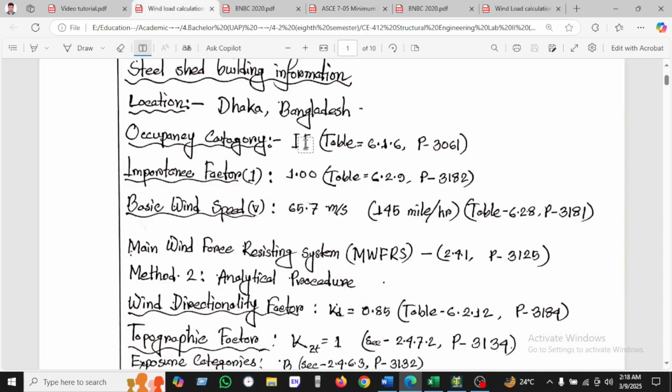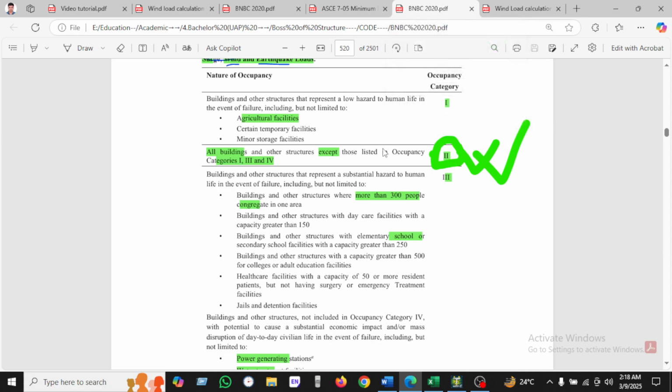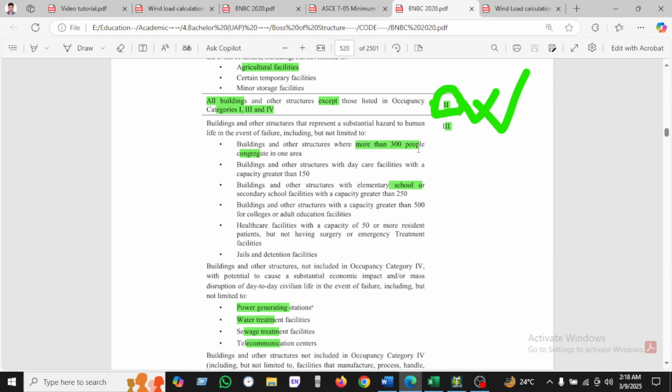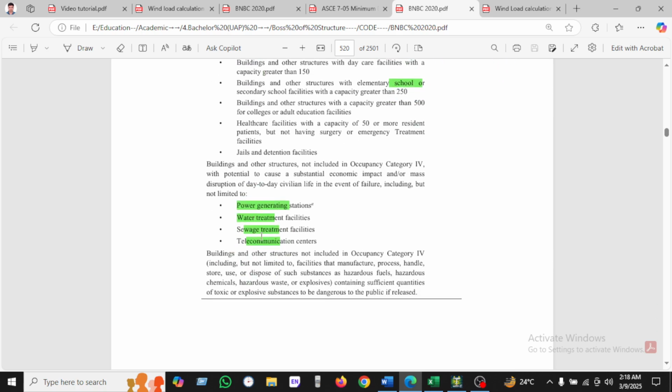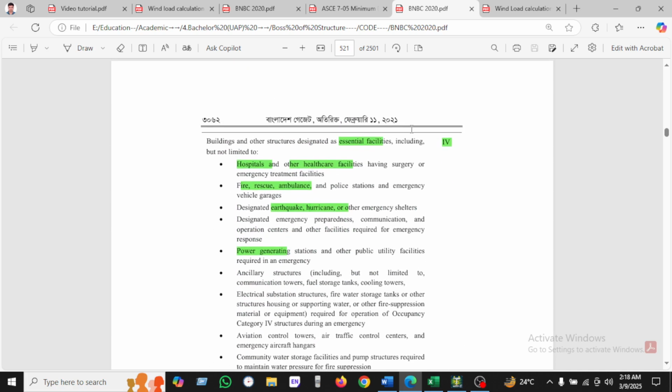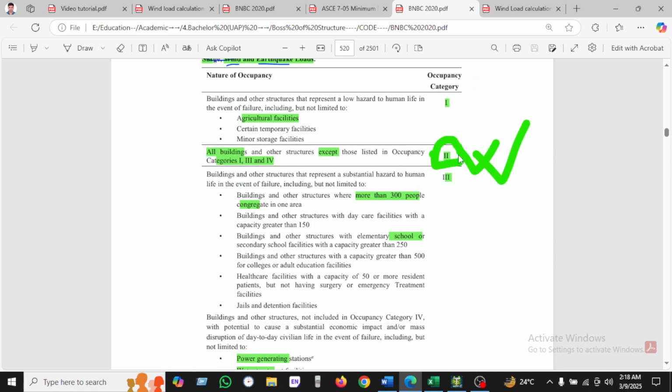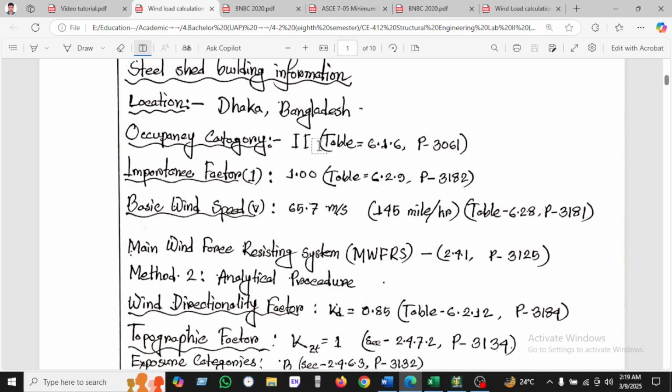So we have seen here occupancy category 2. How do we get it? If we go to BNBC 2020 page 3160, this is the occupancy category of buildings. Category 1 is for agriculture, 2 for residential and other buildings, 3 for more than 300 people or school or power generation, and 4 for essential facilities such as hospitals and healthcare, earthquake-prone and hurricane-prone zones, and power generation. As we have seen, this is a residential or other building, so it will be type 2. Okay, so type 2 is completed.